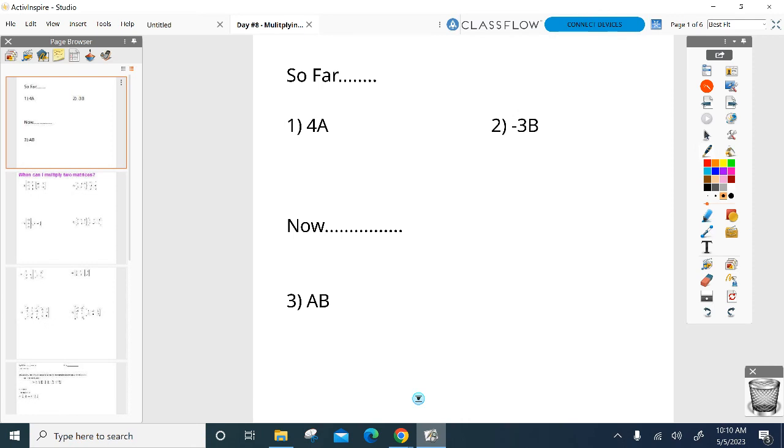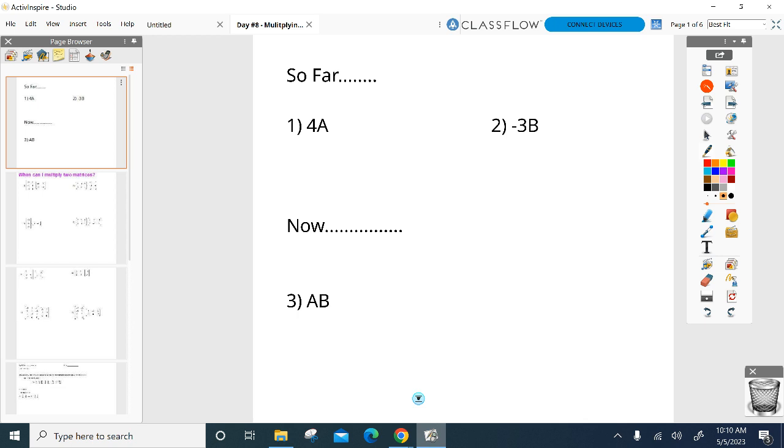Here's where we are today, though. Taking matrix A and matrix B and multiplying them by each other. All right, totally different rules. This is not addition and subtraction. I'm telling you right now, it's not. It's not like whatever's in the first spot, I multiply with whatever's in the first spot. No, that's not how this goes.